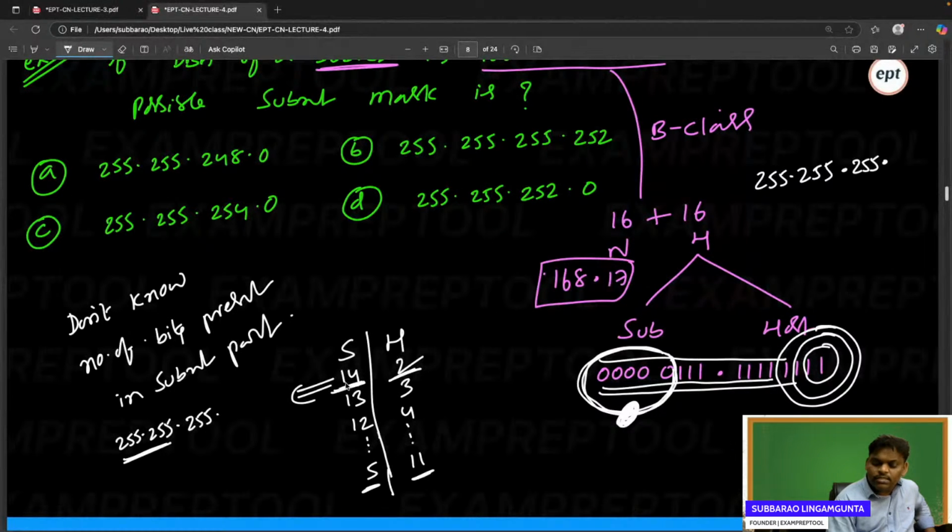Remaining 6 is this side. 6 people are ones, means 252. Last 2 people are zeros because it is a mask. So this is one of the answers.